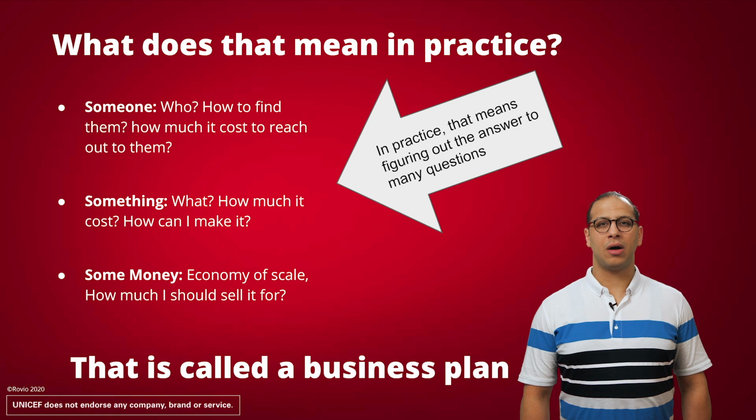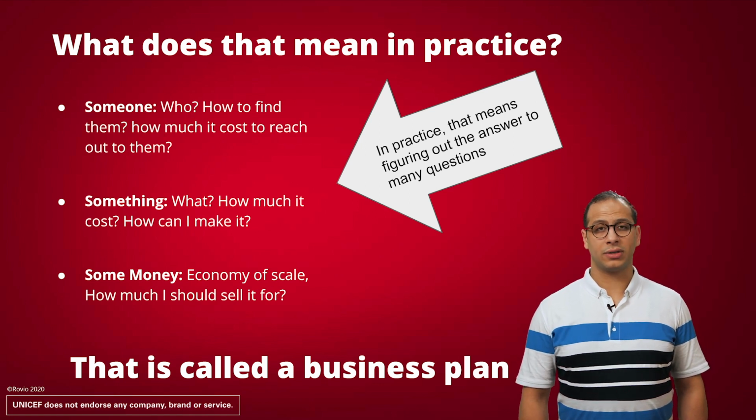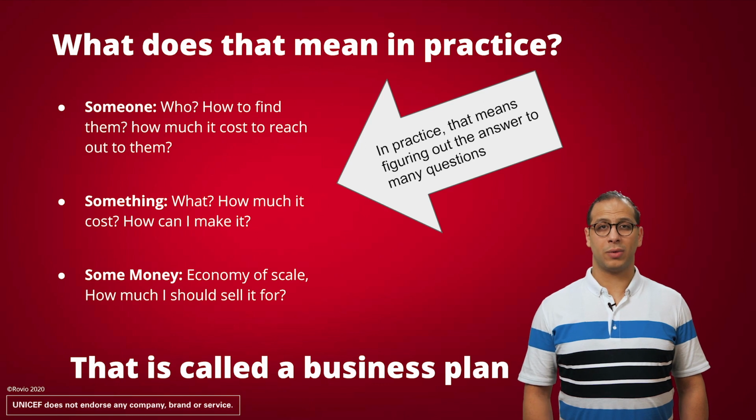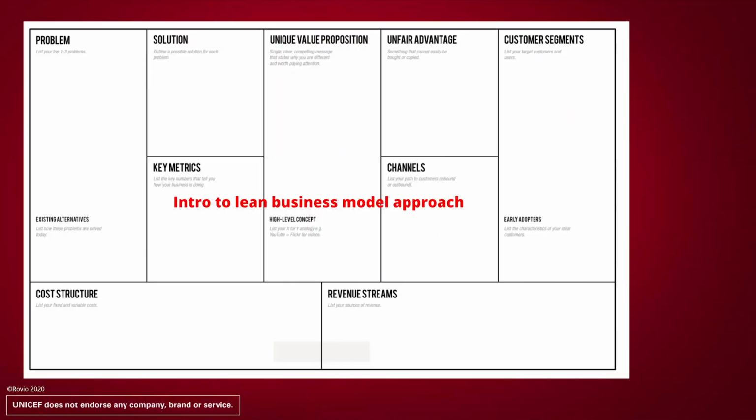Finally, I need to know how much each of these products will cost me. Sometimes it's cheaper to bake 10 cakes at once than baking one by one. Answering all these questions will result in what we call a business plan. Sounds like too many questions to answer though, right?